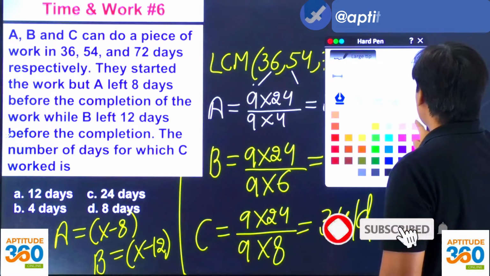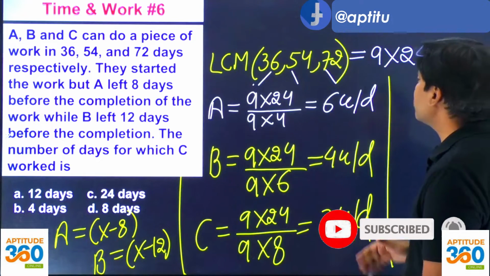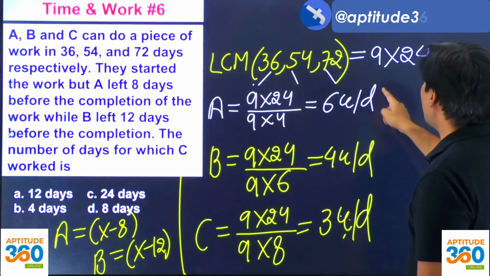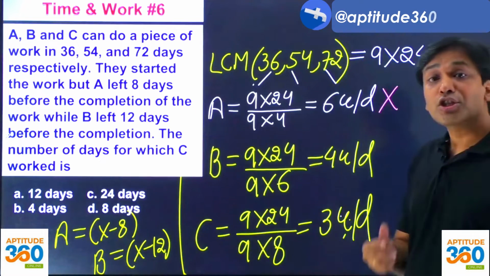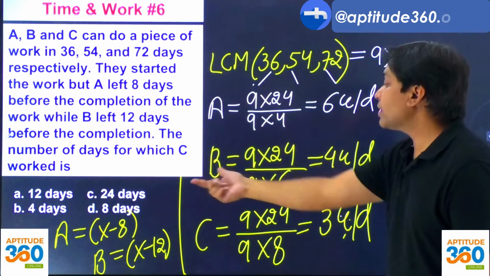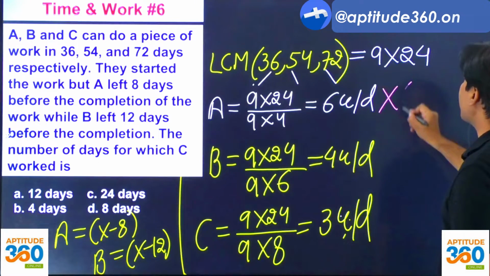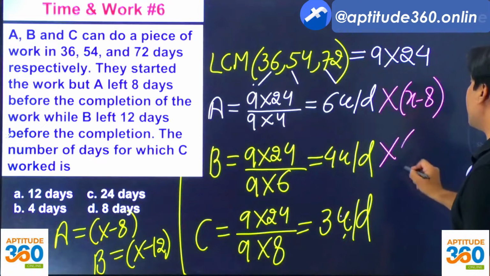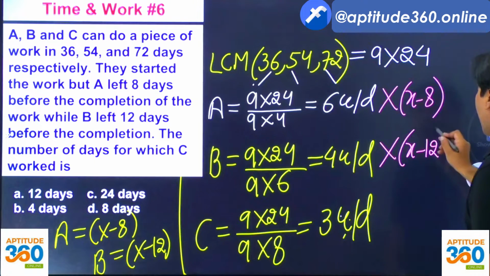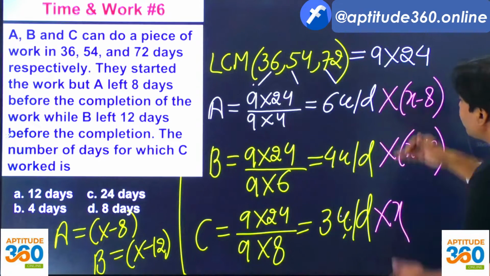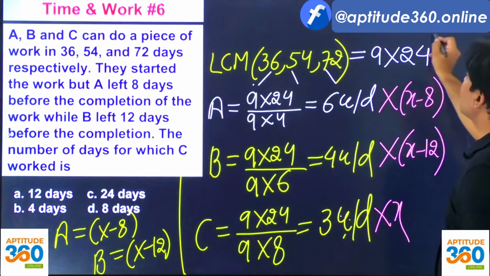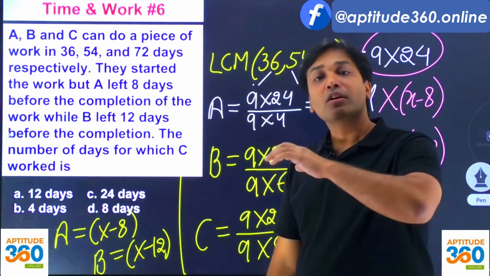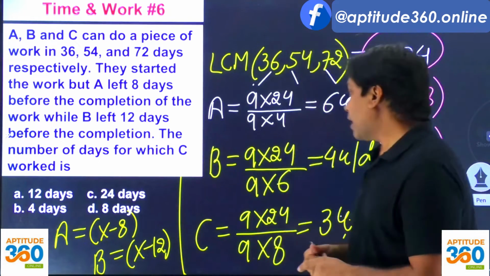And if I have to find out the collective work of A, B and C, I am going to be multiplying this 6 units per day of A with the number of days of A, which is X minus 8, isn't it? Then this is going to be X minus 12, and this is going to be X, and if you add these three values, this is going to be your LCM, and this is where X can be figured out. Now let us simplify this.